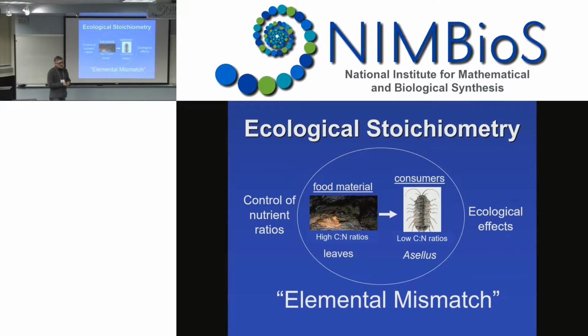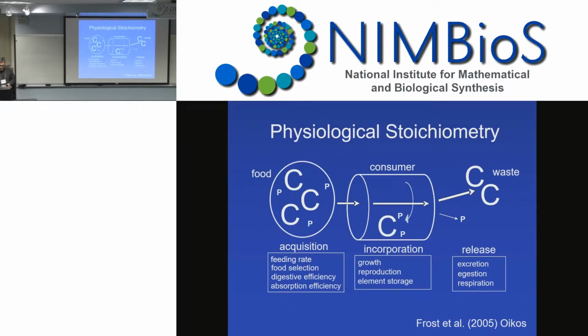The other part that stoichiometry has spent a lot of time thinking about is what the ecological effects of elemental mismatches are. So an Asellus eats a nutrient-poor food. They might grow slower. They might change their nutrient release. They might have different reproductive rates. And then these can, if they're multiplied across the population, have community interactions, change competitive interactions, stuff like that. Those are all great questions, and we could spend more or less a whole day going through how those all work.